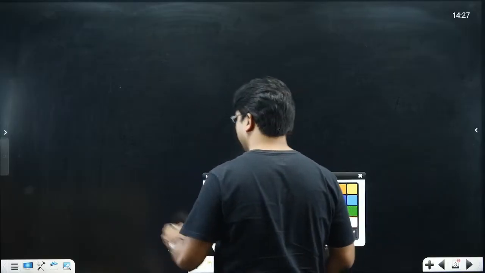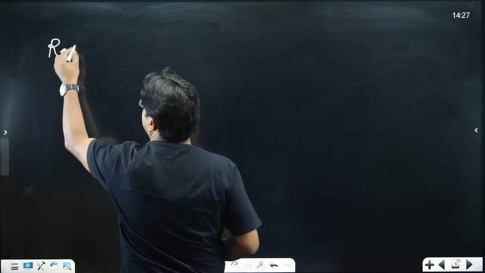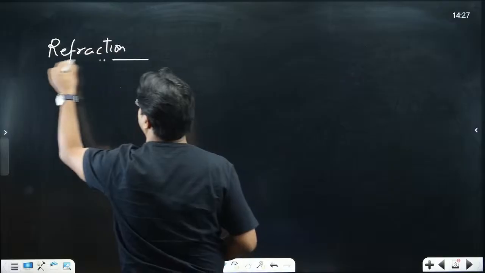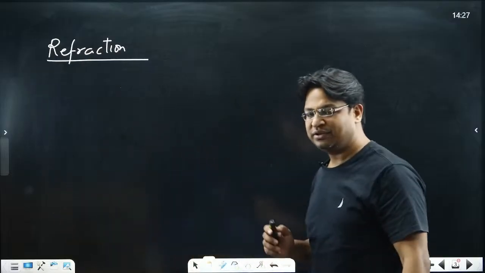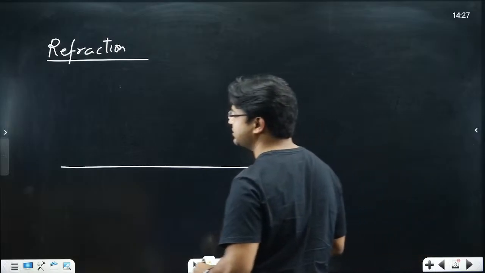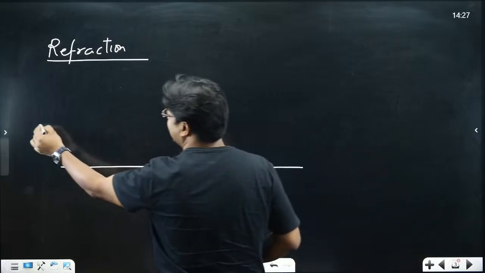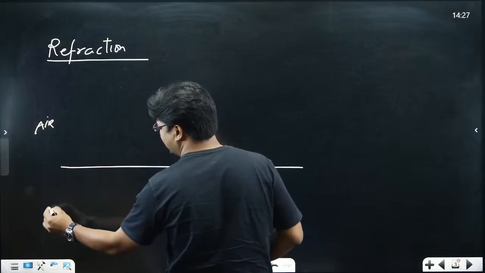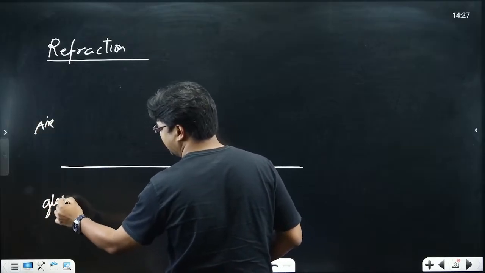So this is the next phenomenon that we have to discuss. Now, what is the situation in which refraction occurs? Suppose this is a medium interface and we have one kind of medium here. For simplicity, we can assume it to be air, and we have another kind of medium here. Again, a typical example would be glass.